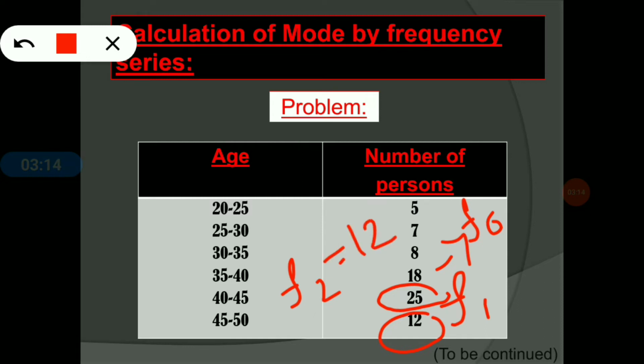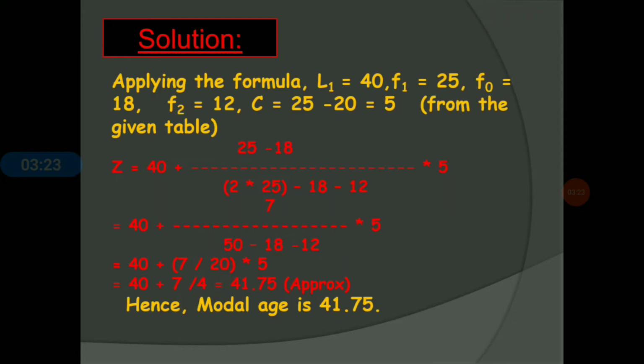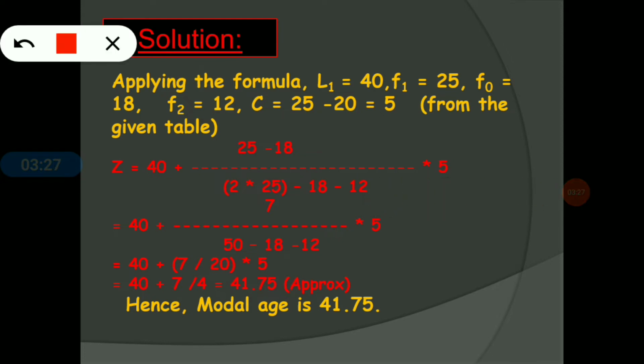I think it is clear which one is F0, which one is F1, and which one is F2. So now going to the calculation slide. F1 is equal to 25, F0 is equal to 18, and F2 is equal to 12, and we have already known those values. Okay. So the formula is F1 minus F0, so that's why 25 minus 18 is the numerator.